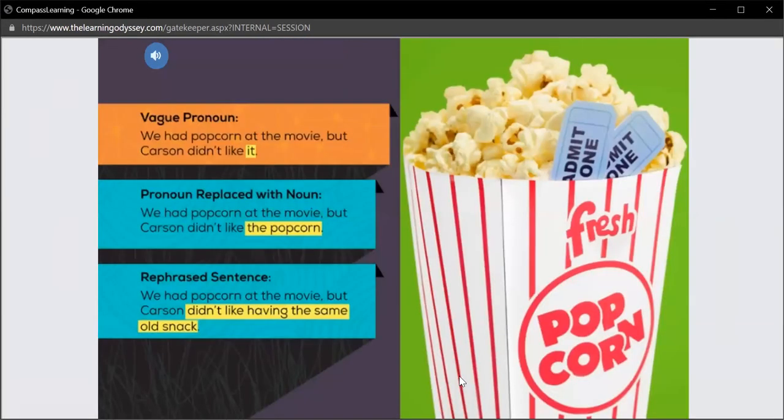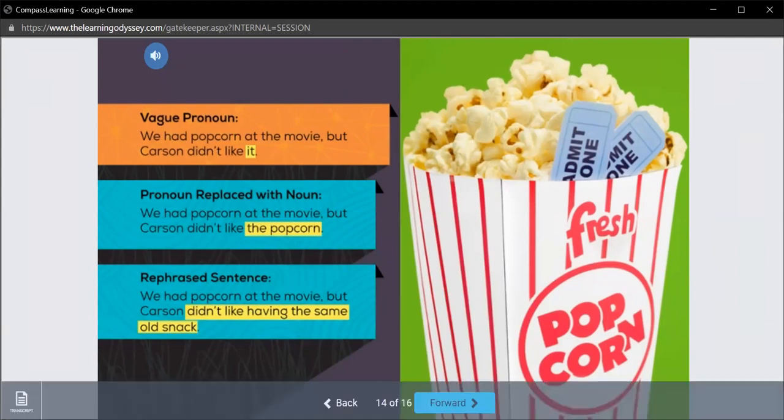The sentence can easily be fixed to make the pronoun clearer. A noun can be substituted to replace the vague pronoun. Or the sentence can be rephrased. We had popcorn at the movie, but Carson didn't like having the same old snack. Here we replace the vague pronoun with a phrase. In both cases, the sentence is clearer.